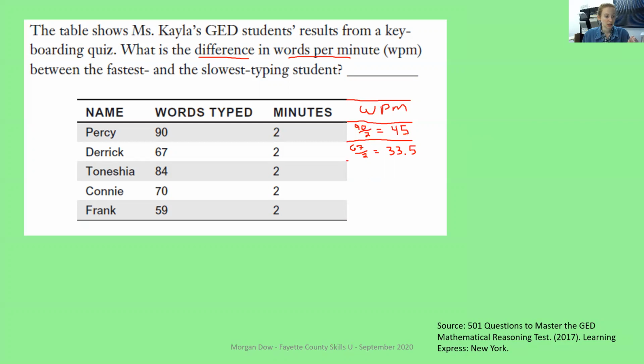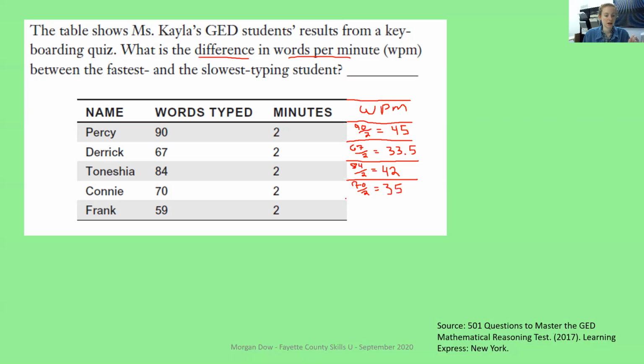Next student, Tanisha. Tanisha did 84 words in 2 minutes. 84 divided by 2 is 42. So she did 42 words per minute. Connie, 70 words in 2 minutes. So that's going to be 35 words per minute.